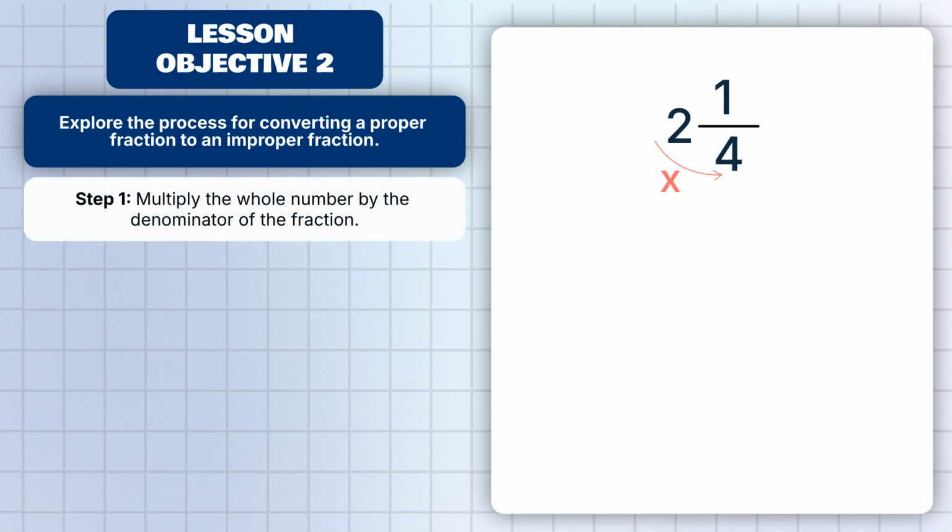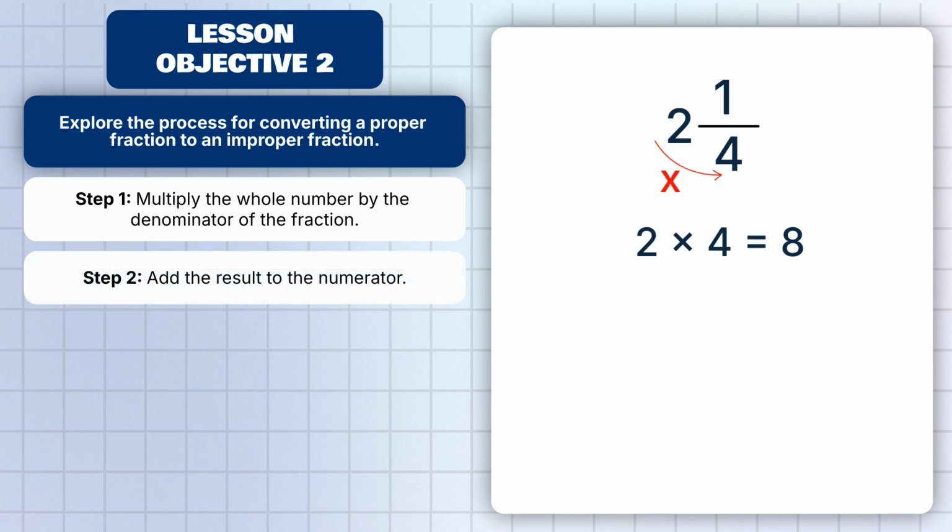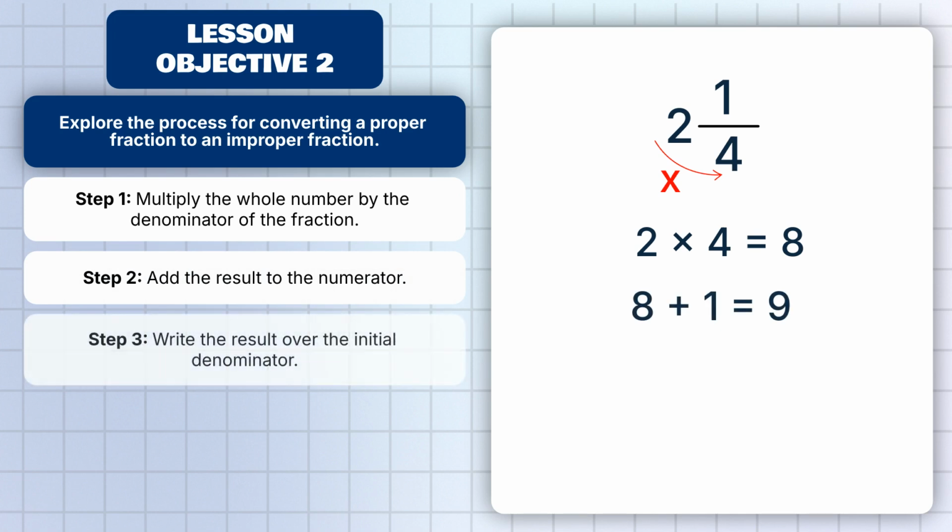Begin by multiplying the whole number part of the mixed number by the denominator of the fraction. In our example, 2 times 4 equals 8. Next, we add the result from the multiplication to the numerator of the fraction. So 8 plus 1 equals 9. Finally, we write our result, in this case 9, over the original denominator. Therefore, 2¼ converts to 9/4.